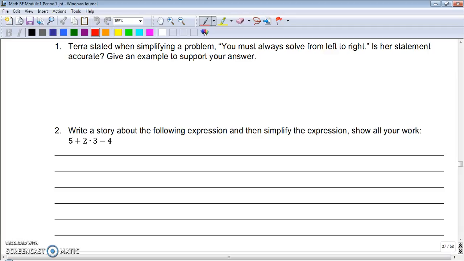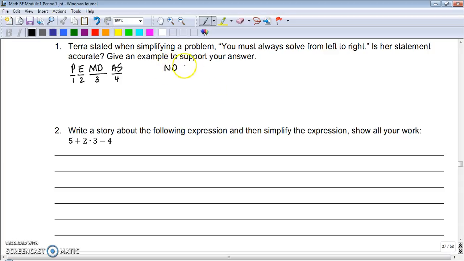Number 1 states, Tara stated when simplifying a problem you must always solve from left to right. Is her statement accurate? Give an example to support your answer. We know from PEMDAS, which is a 4-step process, that we need to go in the order of the letters, that we do parentheses, then exponents, we do multiplication and division together, and we do addition and subtraction together. And so we know that this is incorrect.